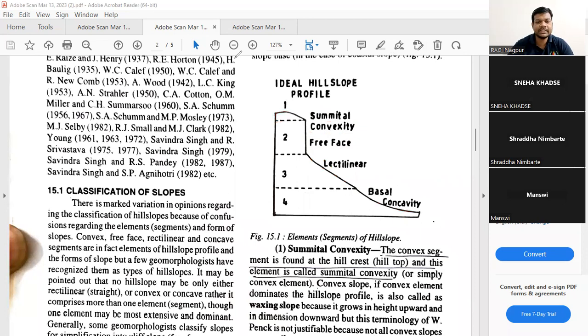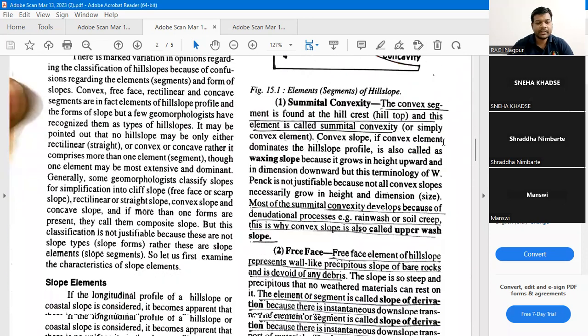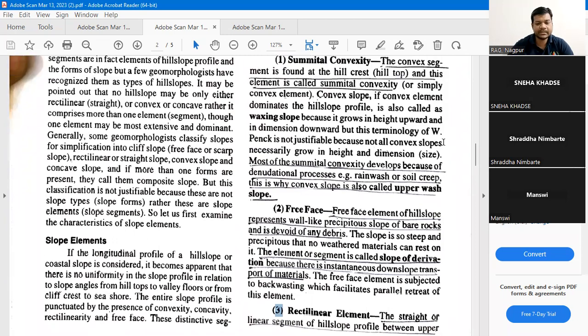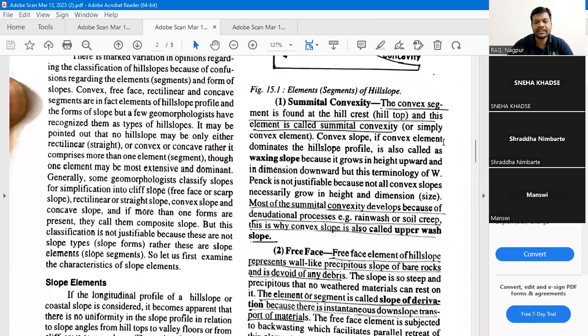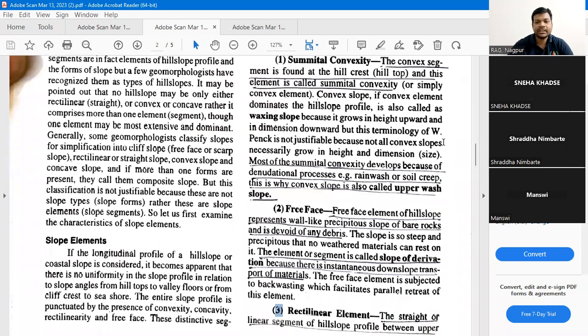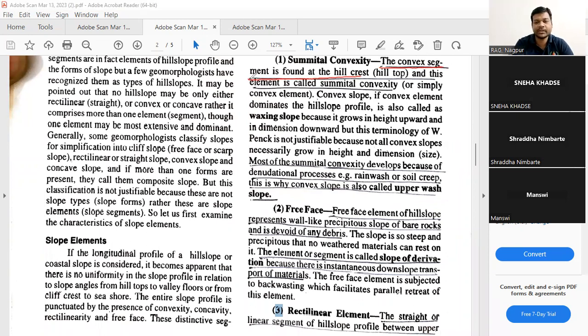So let us see these zones in detail. There are four slope elements, or slope segments, as I have told you. The first one is the summital convexity. The convex segment is found at the hill crest, that is the top.